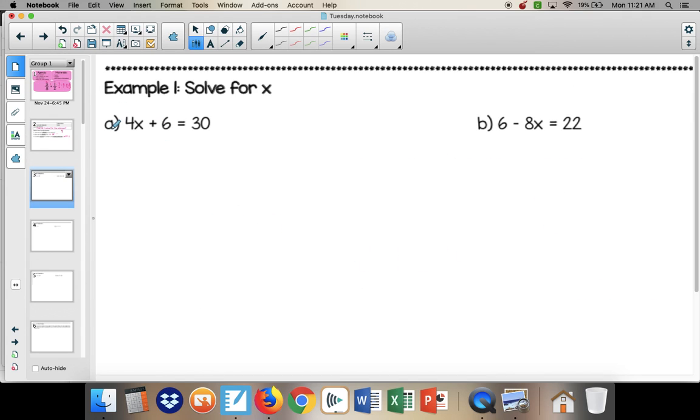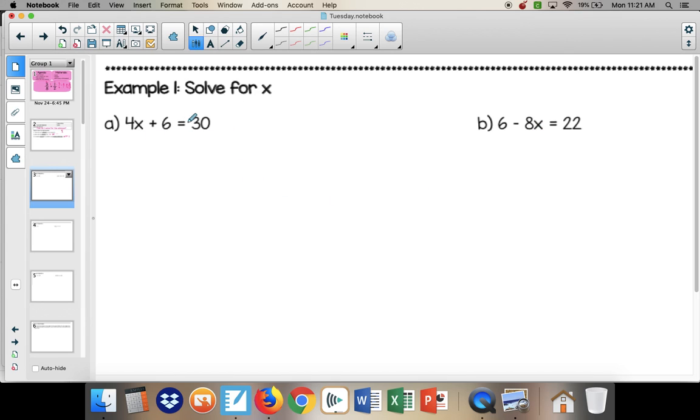All right, so in example 1, we're going to solve for x. For letter A, everything is positive, but in letter B, you're going to notice that there's a negative piece. They're going to be very similar in how we work things, but one is going to be working with some negatives and the other one isn't.